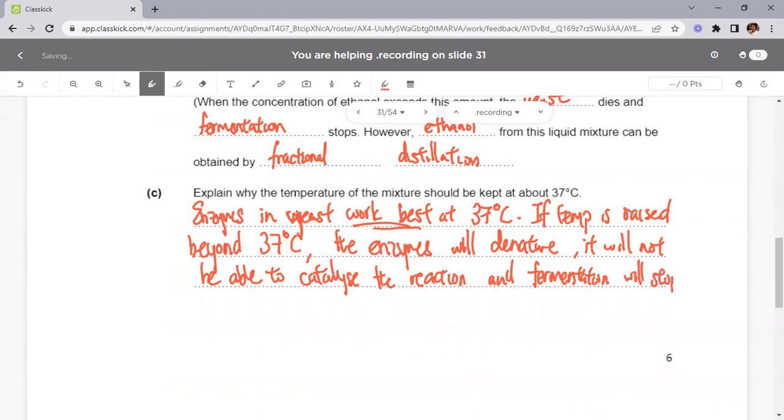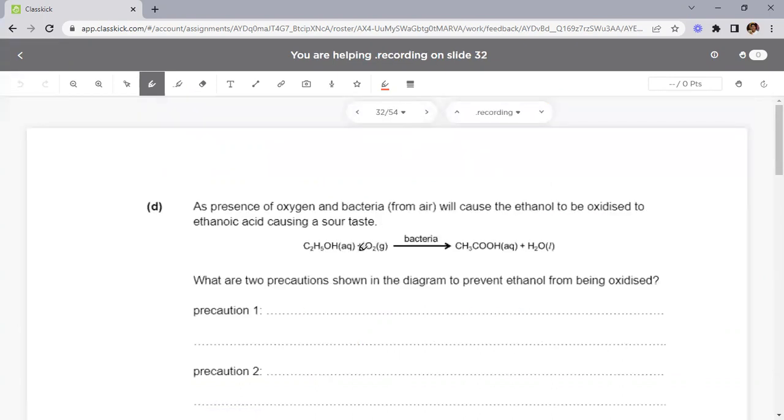Okay, for those doing bio, you should also learn to explain what happens if the temperature is below 37 degrees Celsius. But it's not expected for chemistry students. Below 37, the enzymes become inactive or less active. That's why the reaction will be slower. And if you drop it to a low enough temperature, the enzymes become inactive, so the reaction doesn't even work. That is why the temperature should be kept at 37 degrees Celsius.